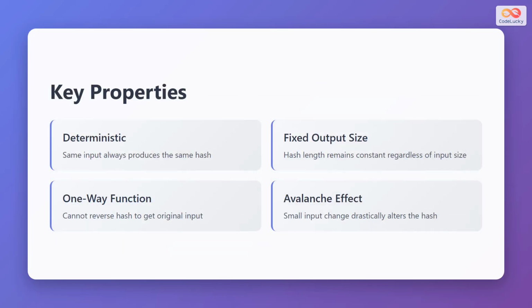Hash functions have 4 key properties that make them useful. First, they are deterministic, meaning the same input will always produce the same hash output. Second, they produce a fixed output size regardless of input length. Third, they are one-way functions, which means you cannot reverse engineer the original input from the hash value. And fourth, they exhibit the avalanche effect, where even a small change in input drastically alters the entire hash output.